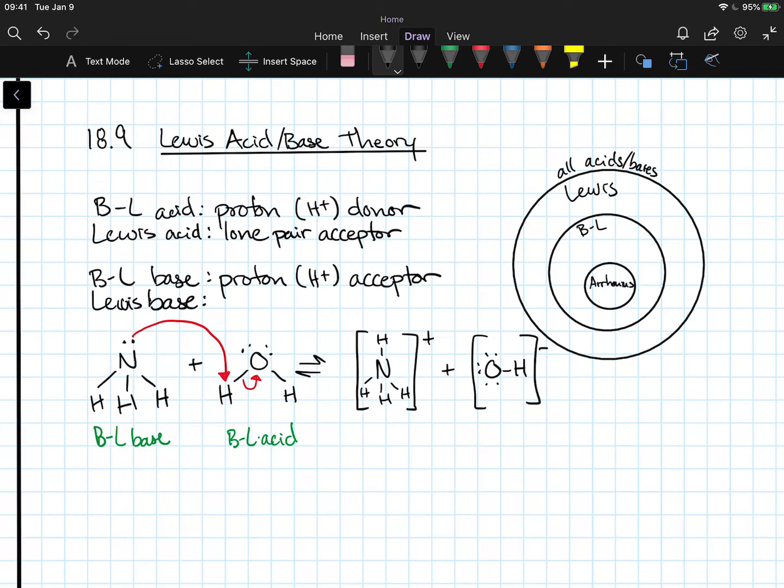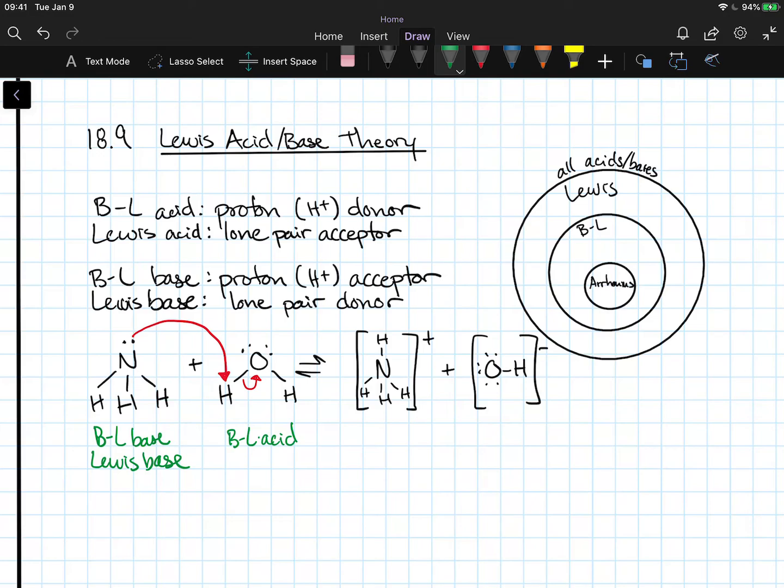And a Lewis base, similarly, is a lone pair donor. And by lone pair, we mean lone pair of electrons. So let's go back and look at our Bronsted-Lowry acid and base here in this example. We can see that ammonia is a Bronsted-Lowry base because it is accepting a proton, whereas in this case, it's donating a lone pair. So that means it's also a Lewis base.